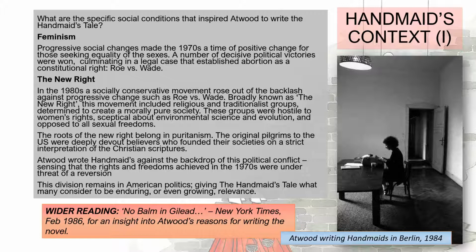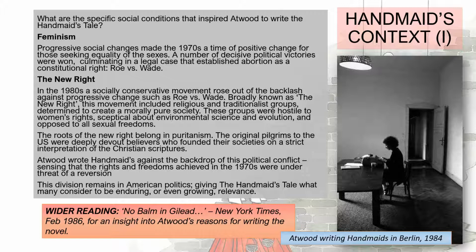The roots of this new right movement, particularly in the US, belong to Puritanism. And the Puritans were the original pilgrims who fled persecution in Europe and sought to establish the very first white societies, if you like, in the US. And it's from these Puritan groups, really, that US society is established. The original pilgrims, these Puritans, were deeply devout believers, and they attempted to establish a theocratic society, a society in which the rules and norms of society were established on a strict interpretation of the Bible.